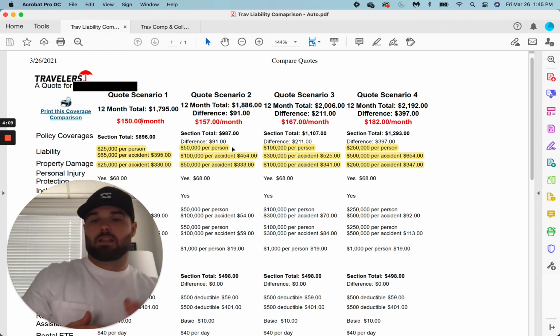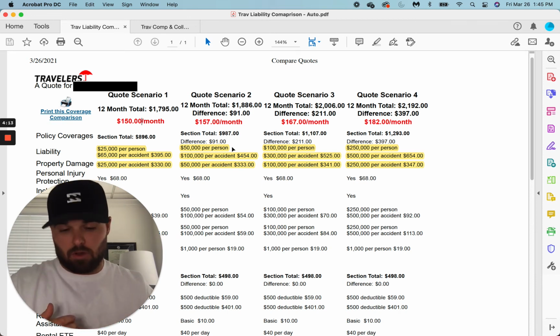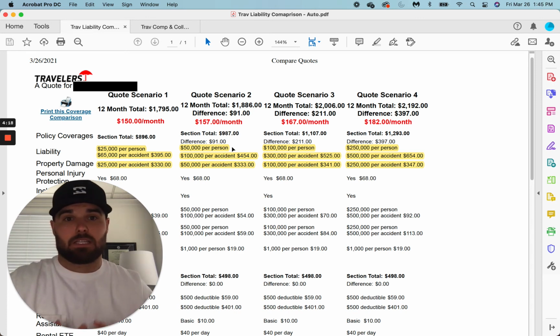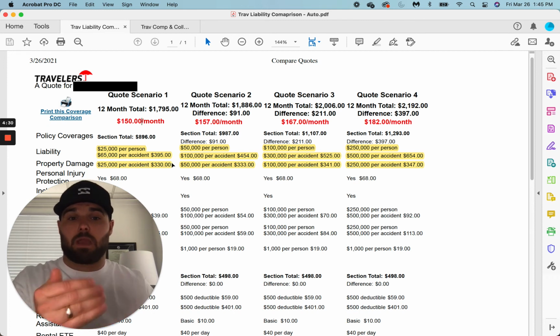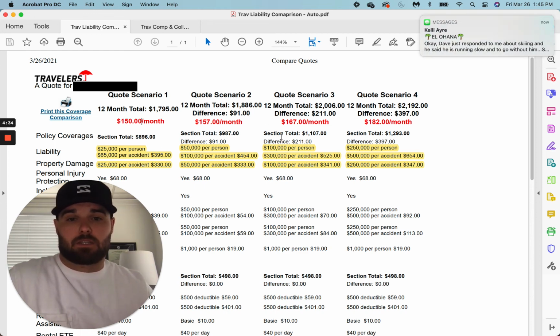The difference between the limits might be how many assets you have. Do you own a home? How many cars do you have? Do you have any toys, ATVs, RZRs, anything like that? How much cash do you have in the bank? Because if your limits are exhausted, someone can sue you and take possession of your assets or your cash to pay out the remainder of the claim. So these limits are good to have.